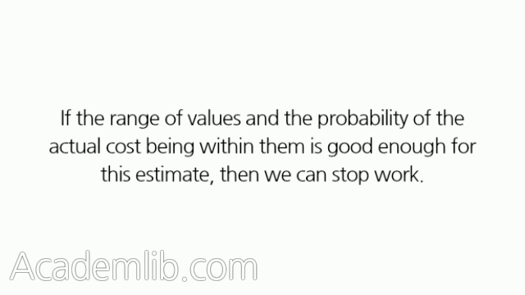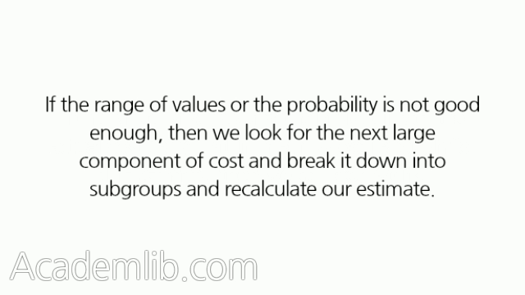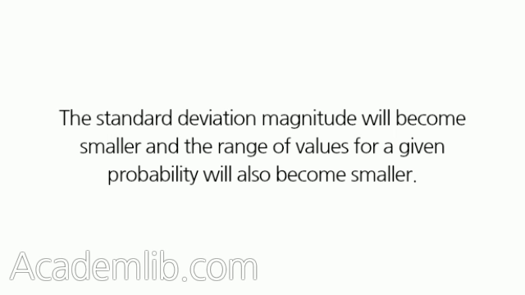If the range of values and the probability of the actual cost being within them is good enough for this estimate, then we can stop work. If the range of values or the probability is not good enough, then we look for the next large component of cost and break it down into subgroups and recalculate our estimate. The standard deviation magnitude will become smaller and the range of values for a given probability will also become smaller.